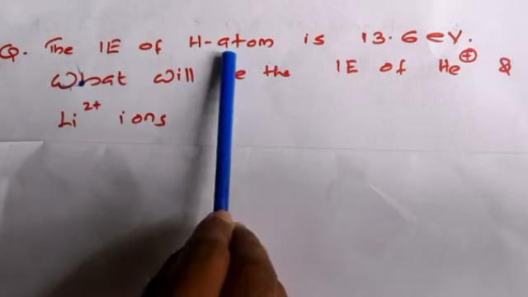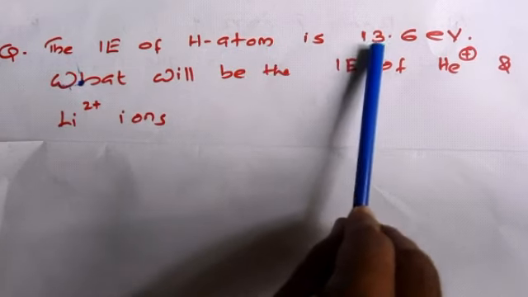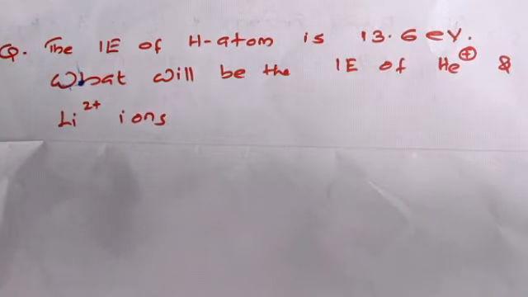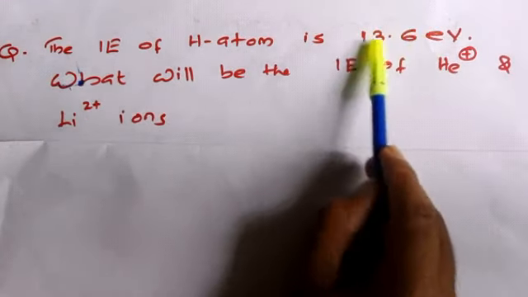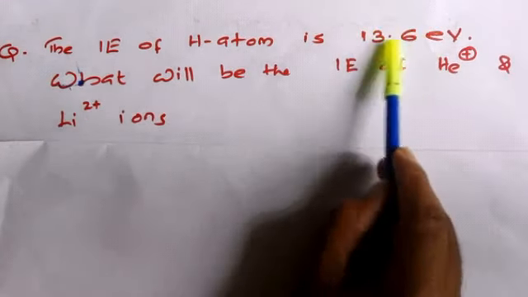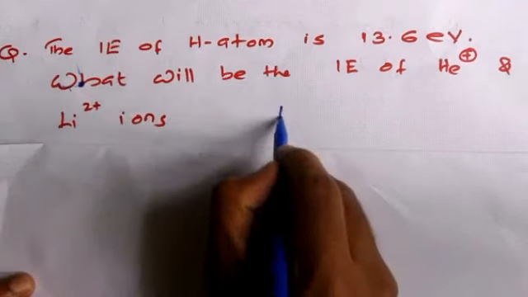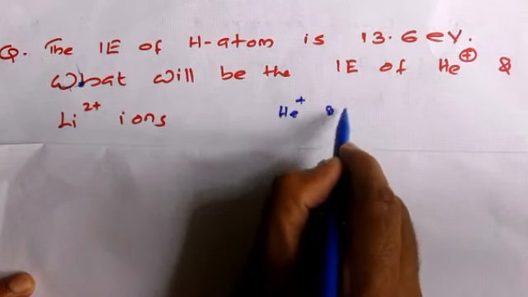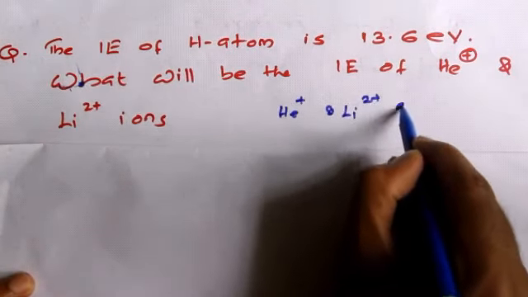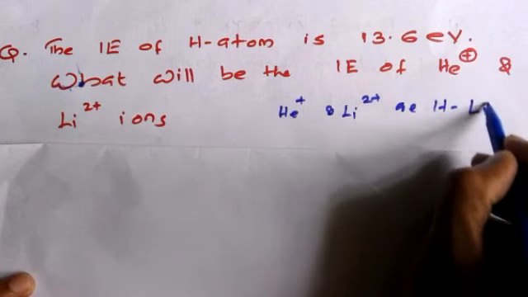The ionization energy of hydrogen atom is 13.6 electron volt. Please remember this value. 13.6 eV is the ionization energy of hydrogen atom. What will be the ionization energy of helium plus and lithium 2 plus? Here helium plus and lithium 2 plus are hydrogen-like atoms.